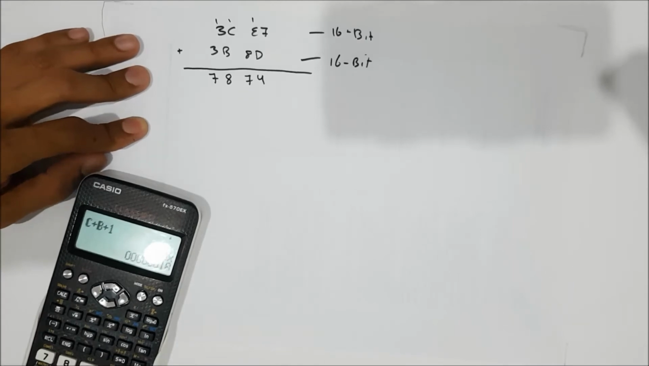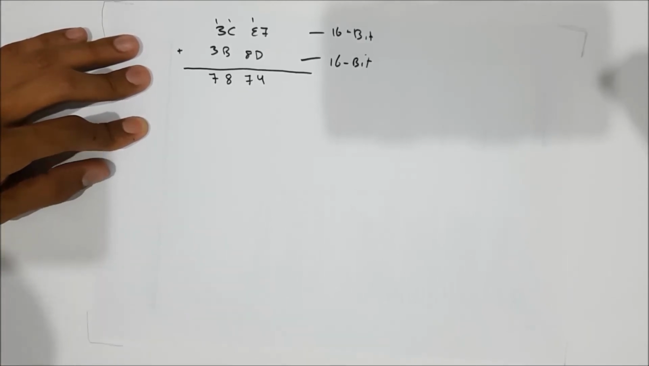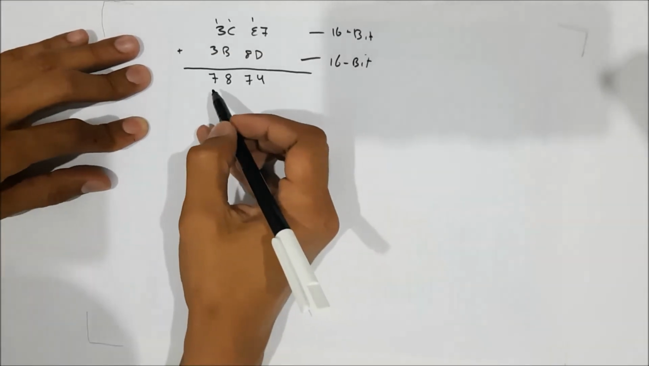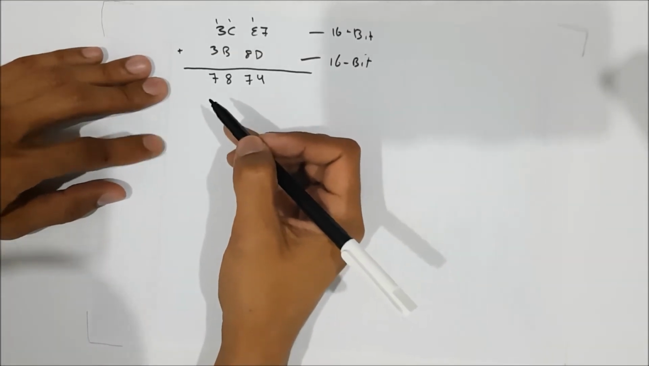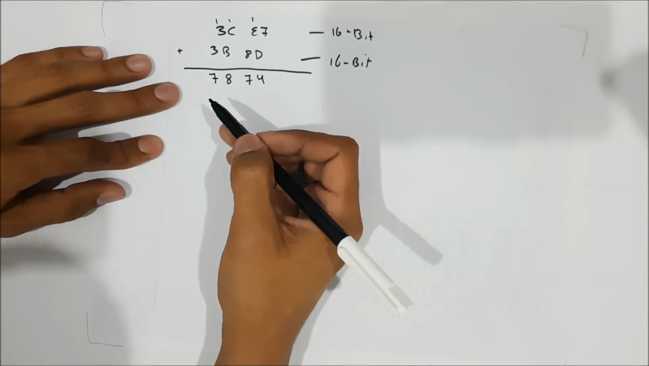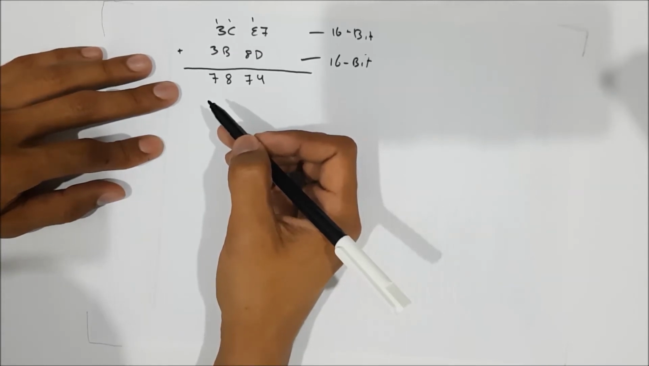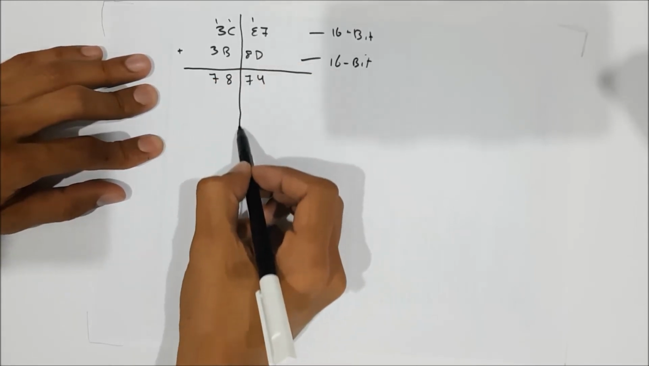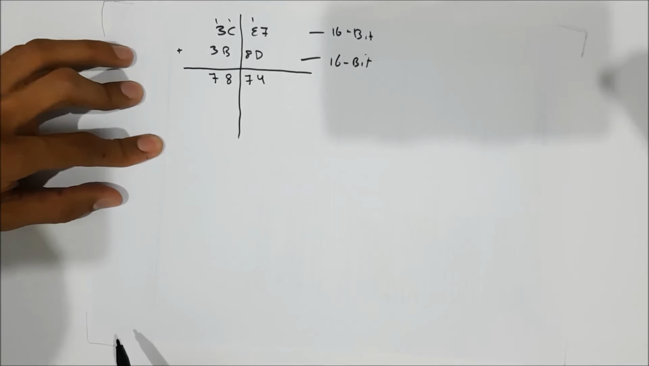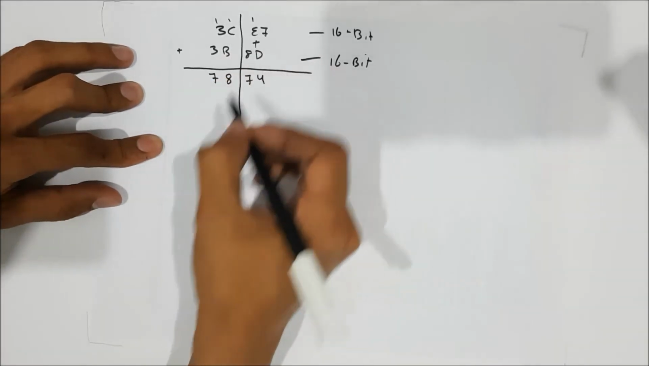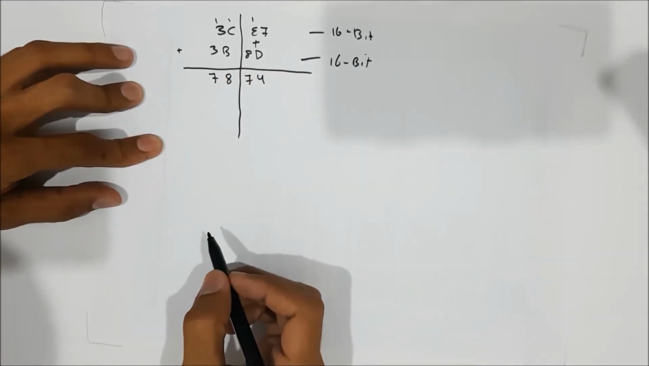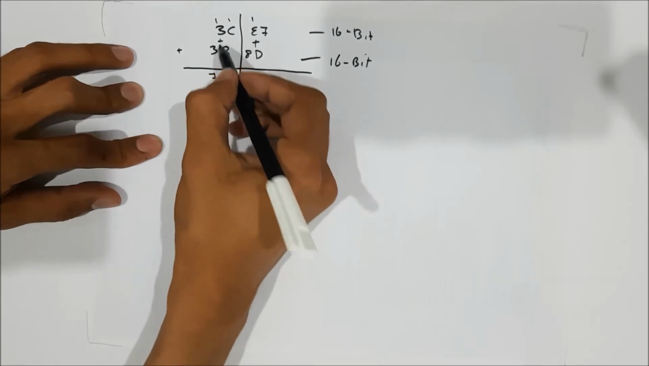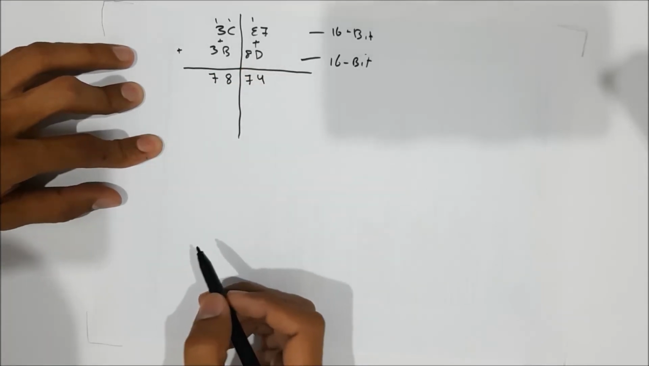Now the result will be the hexadecimal number 7874, without any further carry out. We know that in PIC18 we cannot deal with more than 8-bit numbers at a time. So we have to divide it halfway through. We first have to add these two numbers and then we have to add these two numbers.